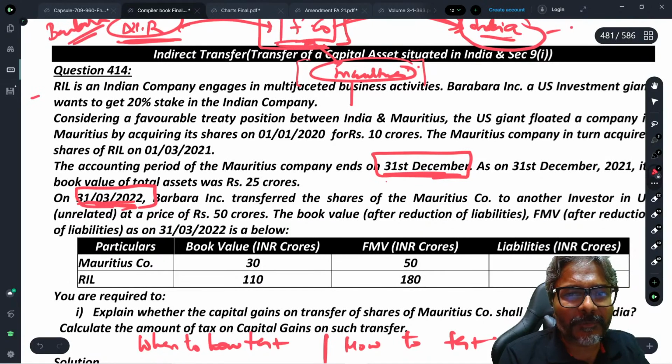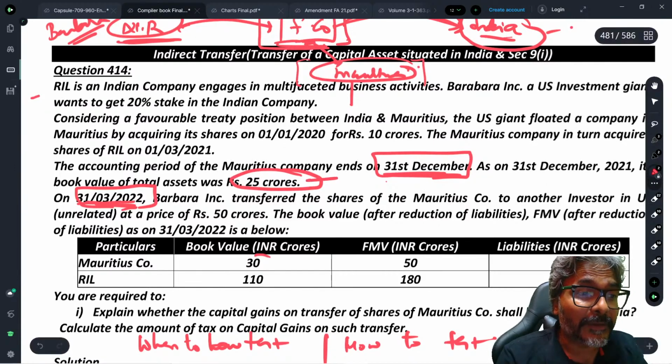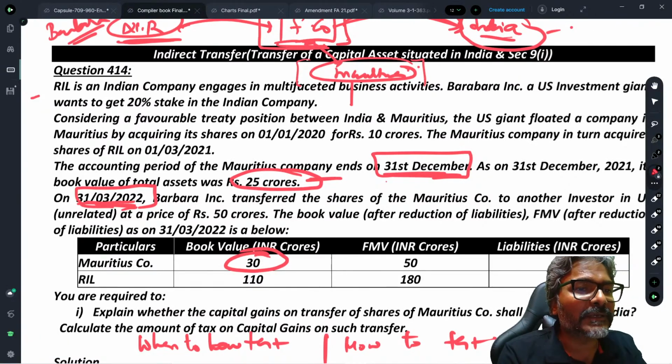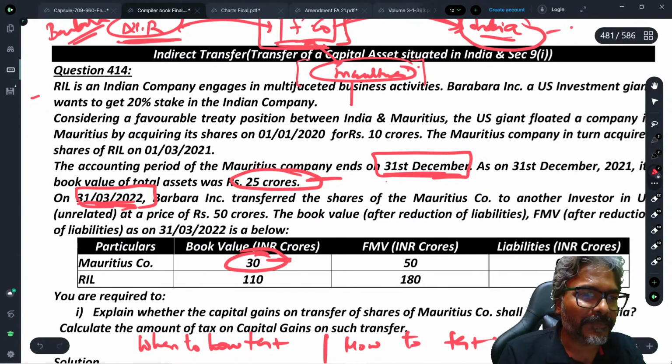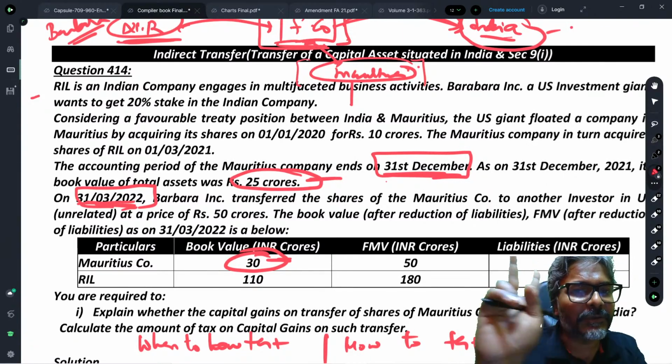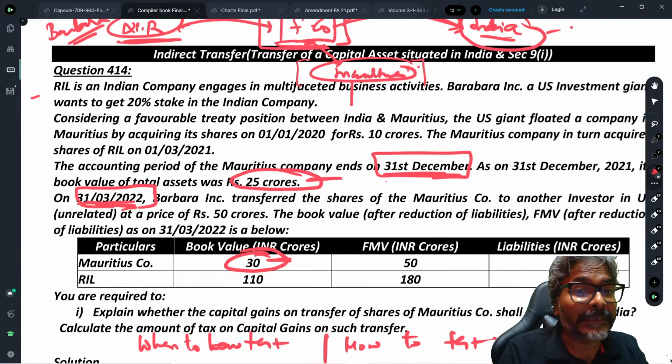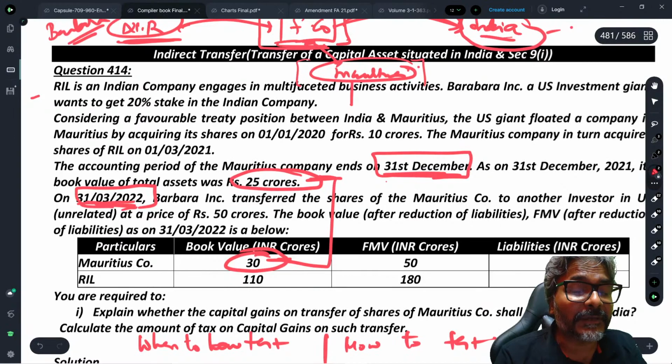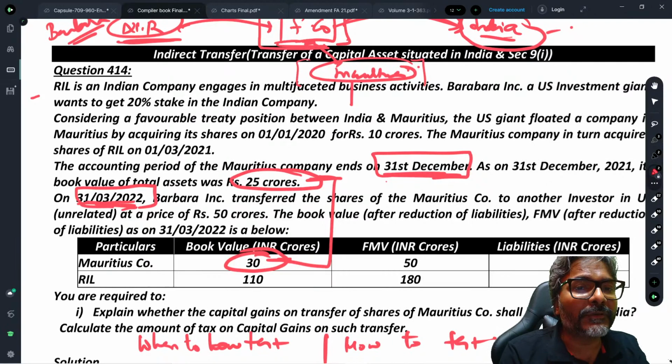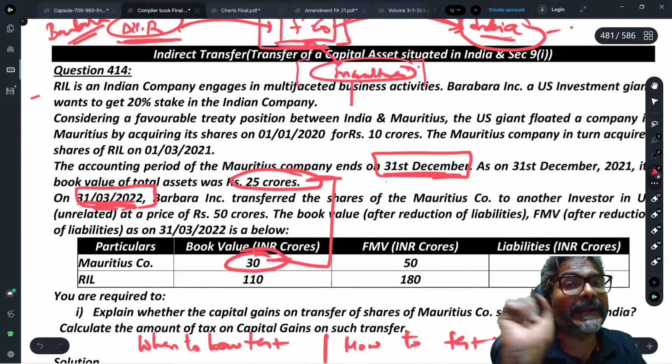Check the book value of the Mauritius company between these two dates. On 31st of December, students, the book value is 25 crores. The total book value of the Mauritius company is 25 crores. The total book value of the Mauritius company on the date of transfer, 31st of March, is 30 crores. So we have got the total book value as on these two dates. Accordingly, does it exceed by more than 15%? And the answer is yes. And since it exceeds by more than 15%, therefore we go with the date of transfer as our relevant date.